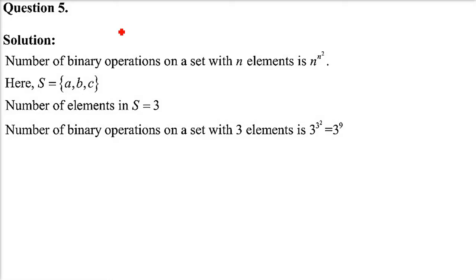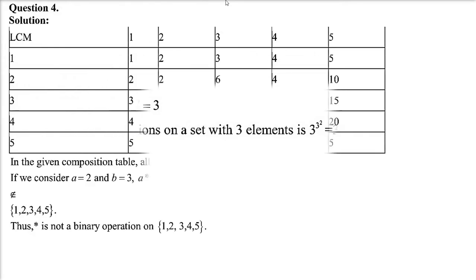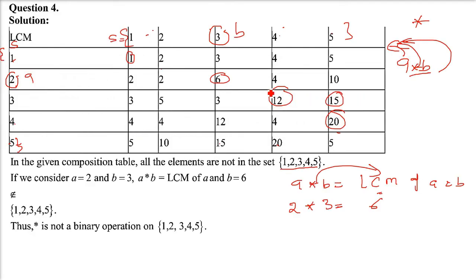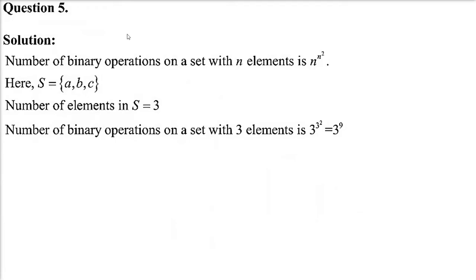Question number 5. Let S equals {a, b, c}. Now you don't have to worry about what is inside this set. You just have to worry about the number of elements, because the question is to find the total number of binary operations on S. The previous question which I just explained is an NCERT question, and the good thing is the NCERT people can understand this also, and extra questions too.